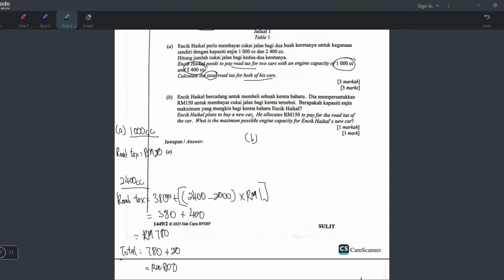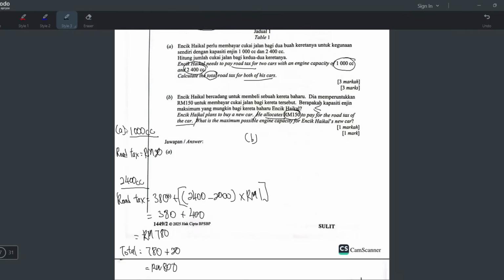Encik Haikal plans to buy a new car. So this is already the third car, right? Because he already has two cars here. Now you want to buy a new one. So this will be the third car. He allocates 150 ringgit to pay for the Rotex for the car. I always tell my student, allocates, the symbol means smaller equals. It means dia hanya mampu bayar 150 ringgit. He's only willing to pay this amount for the third car. So what is the maximum possible engine capacity for Encik Haikal's new car?